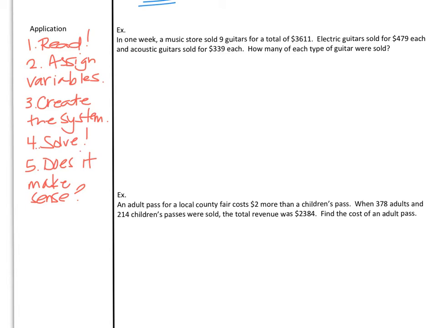So we know two things. We know how many are sold, and we know the cost of them. We have electric guitars and acoustic guitars. If we know how much they sell individually, we should be able to make some comparisons. If we choose X and Y, I'm just going to assign them a type of guitar. I'll say X is the number of electric guitars, and we'll say Y is the number of acoustic guitars.